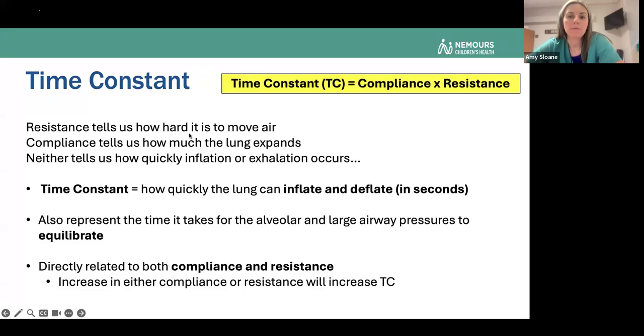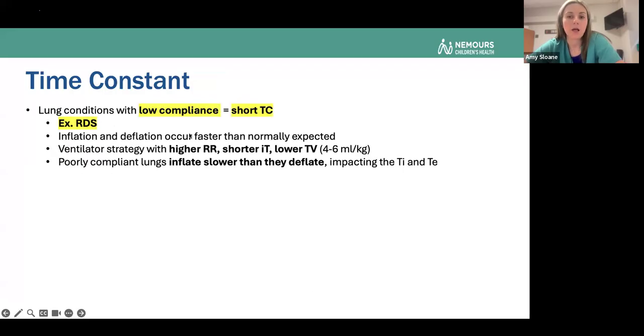In low compliance states like RDS, the time constant is short. These are stiff lungs that don't take in much volume and they want to empty quickly. So we use for these babies, as you already know, higher rates, shorter inspiratory times, and lower tidal volumes of about 4 to 6 mLs per kilo.